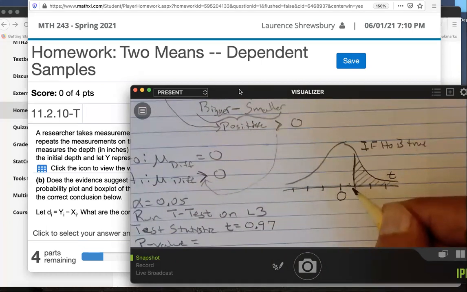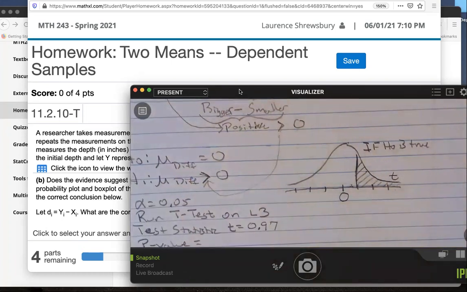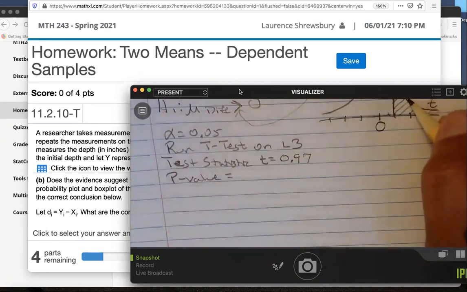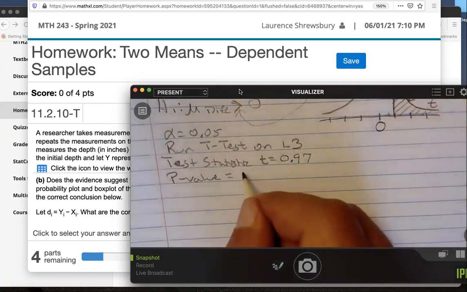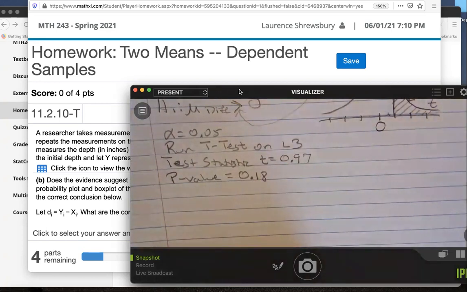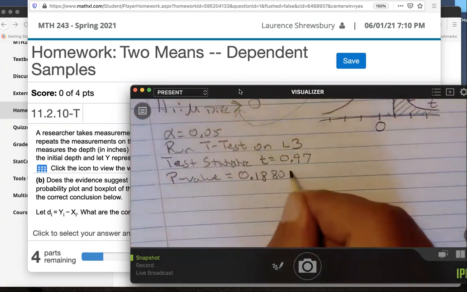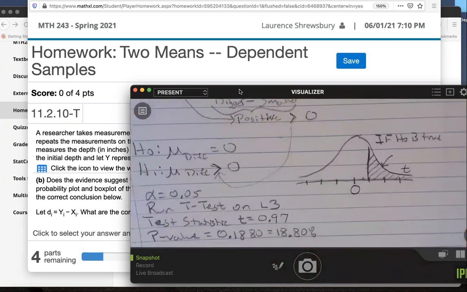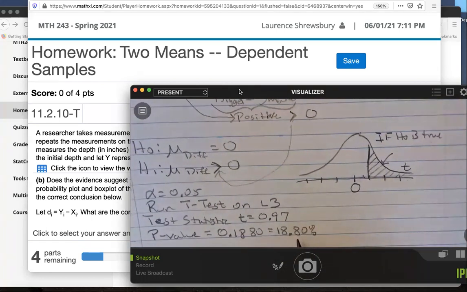I'd say that could qualify as a no-brainer for sticking with the null, but we're going to complete the job here. How big is this probability right here? Well, that's your p-value. Let's see, my calculator says 0.1879, but that actually rounds up to 0.1880. So every time you get the p-value, here's what you should do. Interpret it as if you're teaching it to someone else. Hey, look, there is an 18.80% probability of getting a test statistic this extreme or more extreme if the null hypothesis is true.